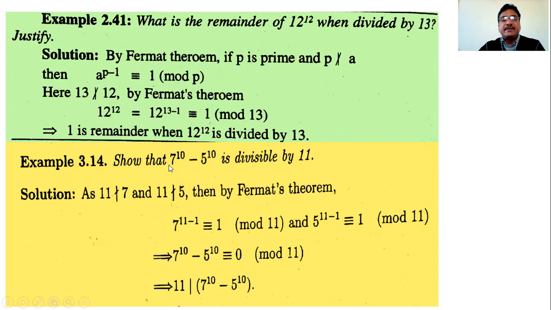Show that 7 raised to 10 minus 5 raised to 10 is divisible by 11. That is, show that the remainder is 0. Showing that this number is divisible by 11 means the remainder is 0, whereas in the previous problem the remainder was 1.